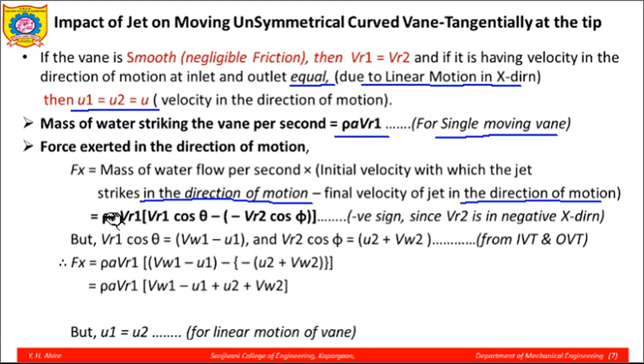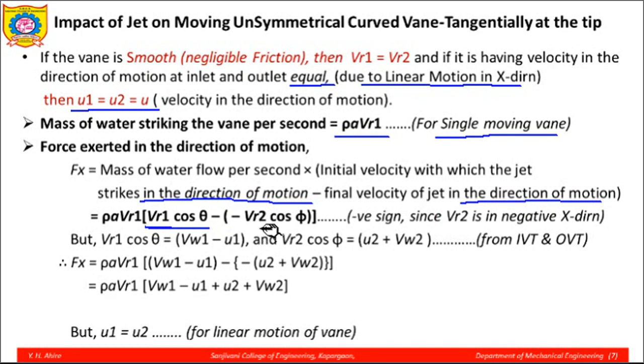So the mass flow rate is rho A Vr1, and the initial velocity in the direction of motion of the vane is Vr1 cos theta. Please note this is Vr1 cos theta, because Vr1 is the effective velocity, the relative velocity with which the jet is going to enter over the vane. So the component of Vr1 in the direction of motion of the vane, that is the x axis, is Vr1 cos theta. Similarly, the final velocity of the jet in the direction of motion, that is x direction.